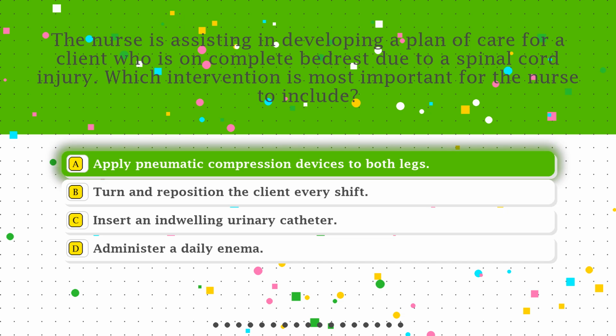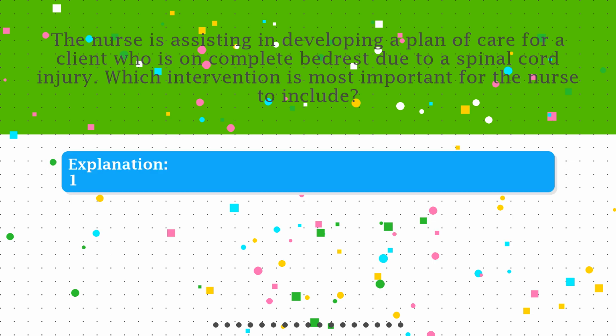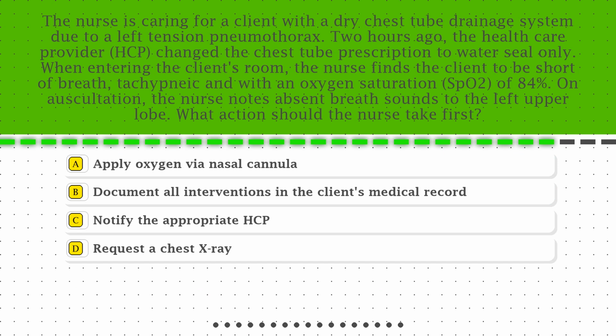The correct answer is option A. Apply pneumatic compression devices to both legs. Question 12. The nurse is caring for a client with a dry chest tube drainage system due to a left tension pneumothorax. 2 hours ago, the healthcare provider, HCP, changed the chest tube prescription to water seal only.